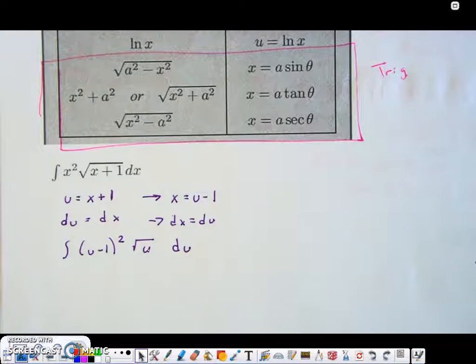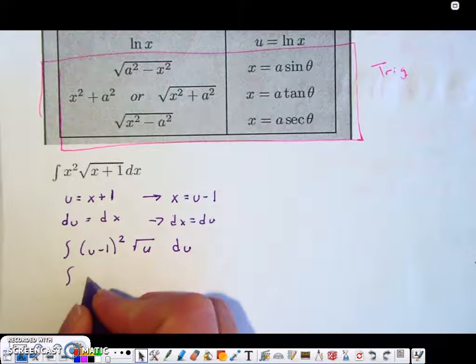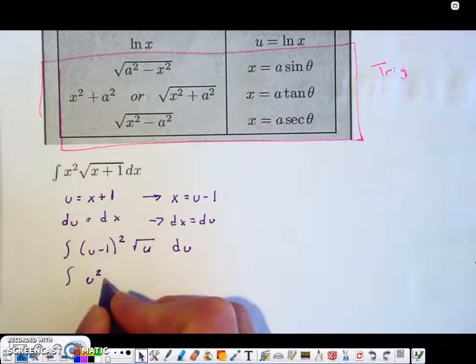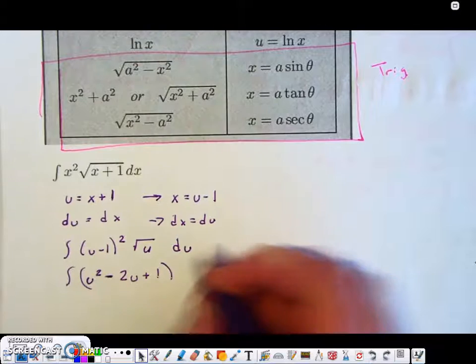Suggestions on how to proceed. Foil the first part. Sounds good. What am I going to do with the square root of u? Well, foil and multiply. So u squared minus 2u plus 1, if you FOIL out u minus 1 squared.